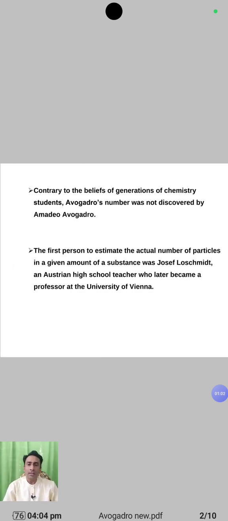Contrary to the belief of generations of chemistry students, Avogadro's number was not discovered by Amedeo Avogadro. The first person to estimate the actual number of particles in a given amount of substance was Joseph Loschmidt, an Austrian high school teacher who later became a professor at the University of Vienna.